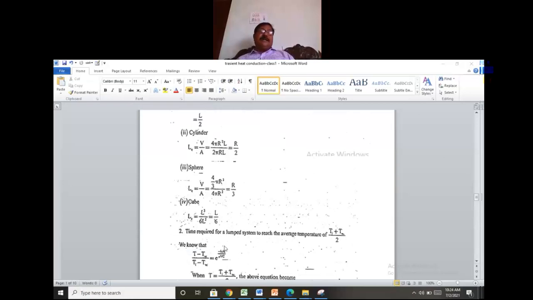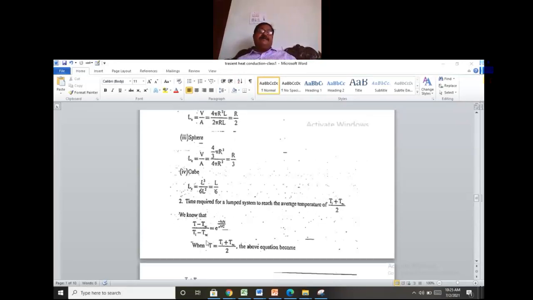The time required for the lumped system to reach the average temperature. Reaching the average temperature means the temperature is (Ti plus T infinity) divided by 2. T infinity is the temperature of the fluid, Ti is the initial temperature of the solid at time equal to 0. If you divide that, you will get the average temperature.